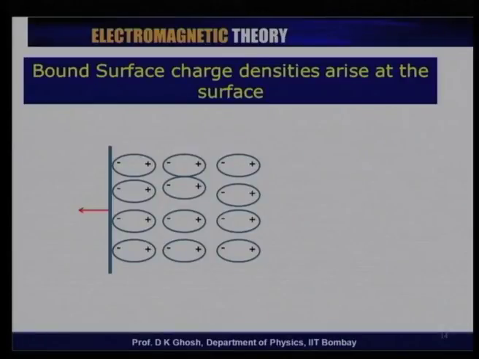So, these two are some pictorial ways of looking at the surface and the bound charge densities. We will continue with the effect that the dielectrics have on the Maxwell's equations, and also look at some quadrupole effects in the next lecture.